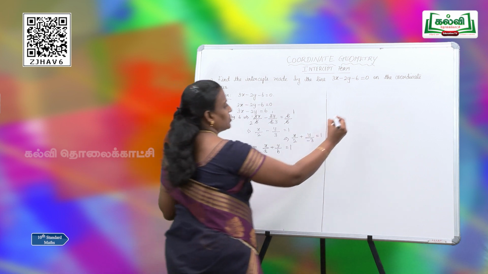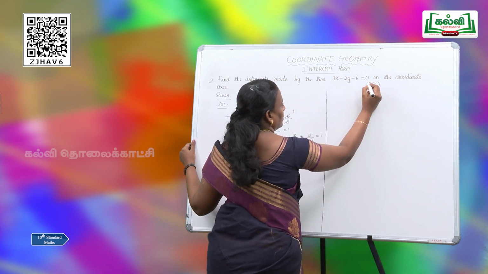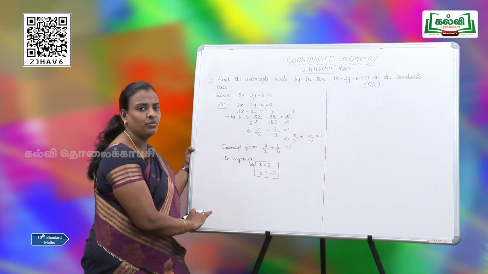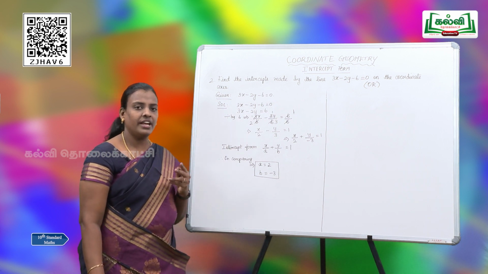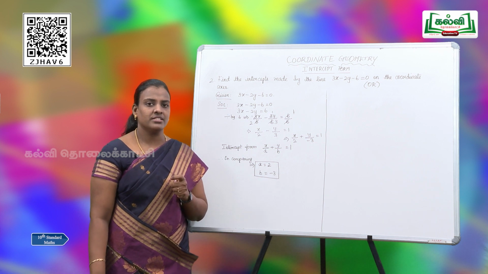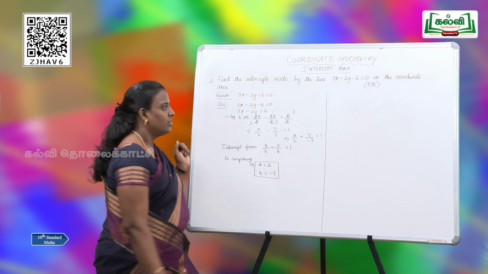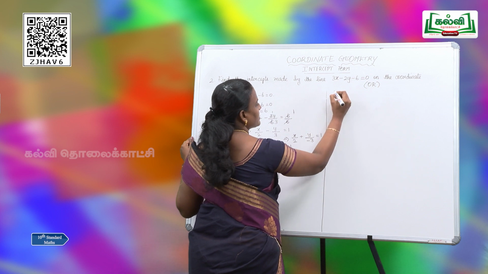Another method. So, here I will put or, so that either the first method you can follow or the second method you can follow. Now we are going to find the intercepts. What do you mean by the intercepts? The value of A and B. So what is the point on the x-axis?